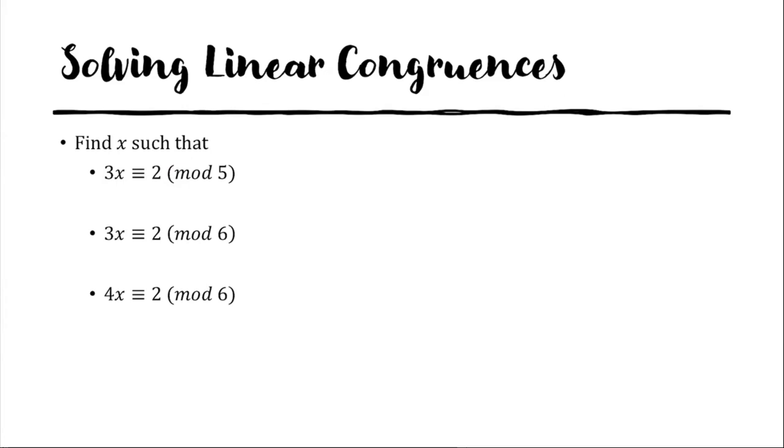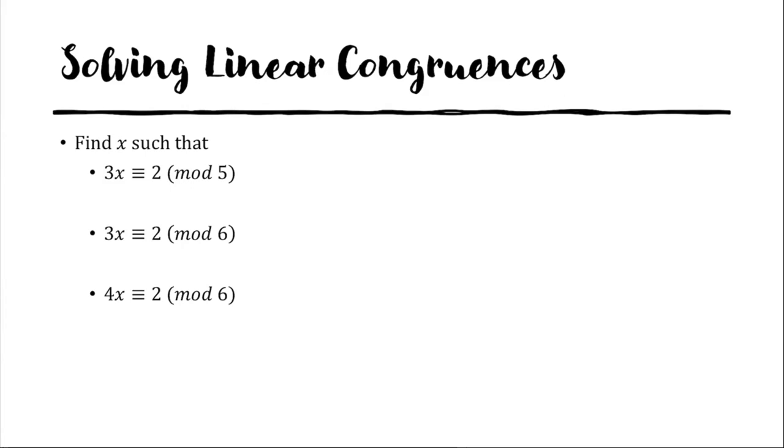Does 0 work for x? Does 3 times 0 give you 2 mod 5? No. So if you keep going, does 1 work? Does 3 times 1 give you 2 mod 5? No, right? 3 times 1 gives you 3. 3 is not congruent to 2 mod 5. Now, if you check 2, does 3 times 2 give you 2 mod 5? 3 times 2 gives you 6. 6 mod 5 reduces to 1. So 2 does not work. Now again, you check 3. You have 3 times 3. That will be 9. 9 mod 5 reduces to 4. It does not work. So you keep going.